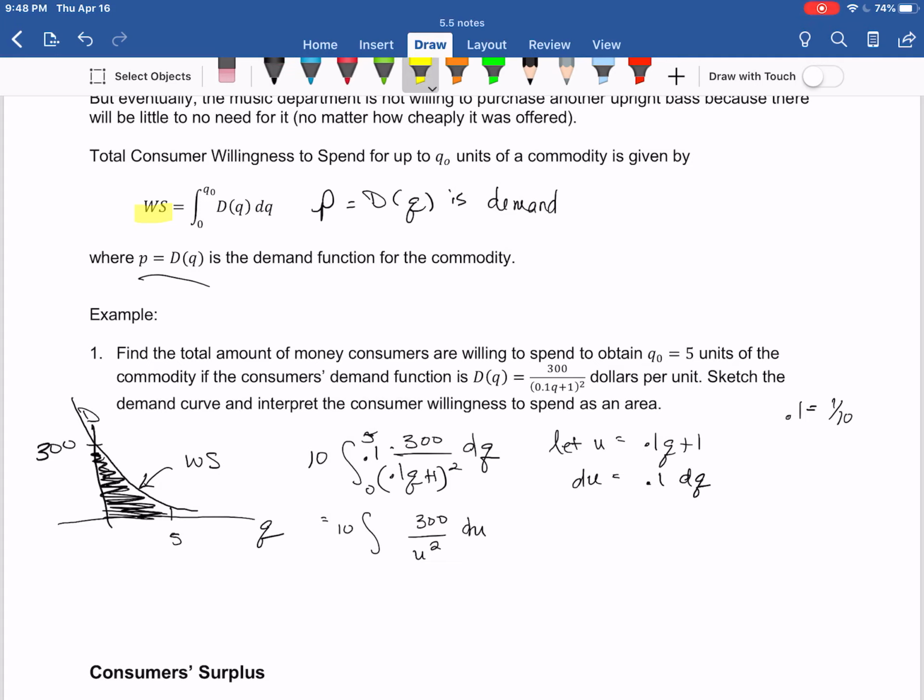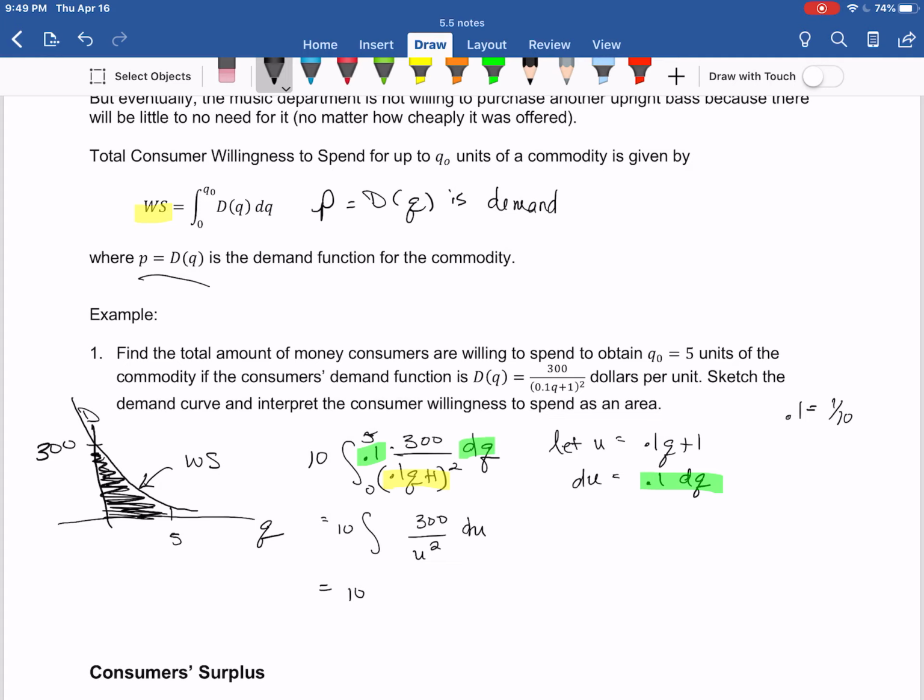Because with your substitution, the u is the bottom part. The du is going to be this 0.1 dq, okay? So that becomes your du. And so the 300 hasn't gone anywhere, it's still there. So go ahead and finish your integral. I left off my bounds because I've changed my variable from q to u, and I don't want to confuse them with the new upper and lower bounds. We're just going to leave those off.